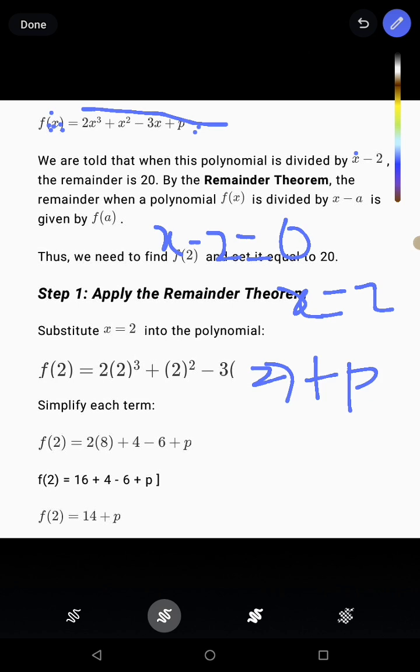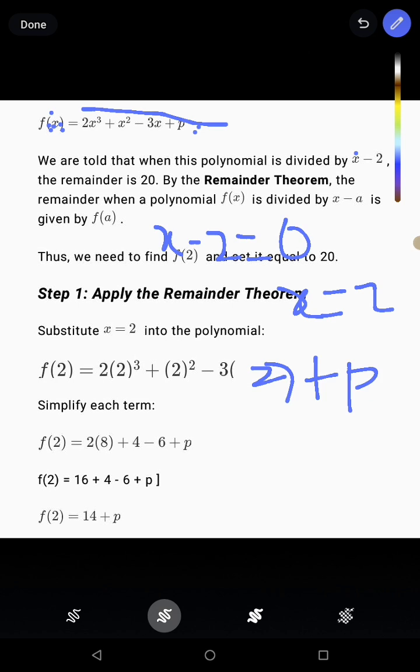So with that, what do we get? Now, 2 raised to power 3 is 8. So your f of 2 is going to be what? 2 times 8, 2 raised to power 2 is 4, 3 times 2 is 6, plus p. That will be what? 2 times 8 is 16, plus 4, that is 20, minus 6. That is 14 plus p.